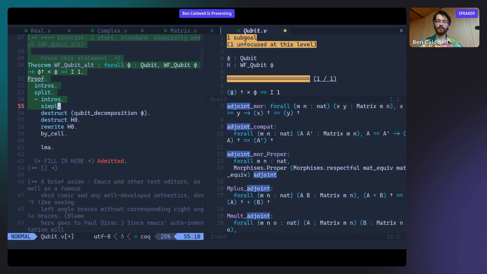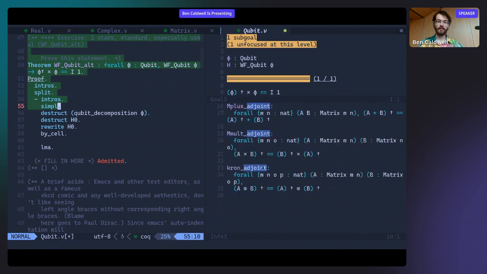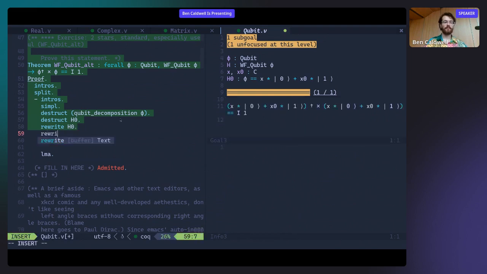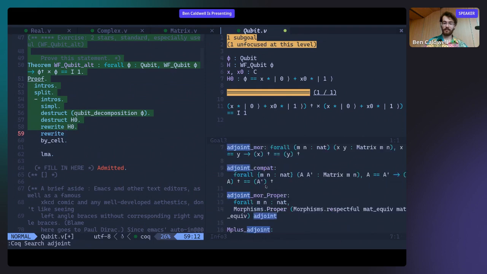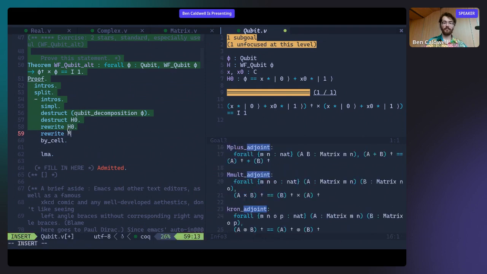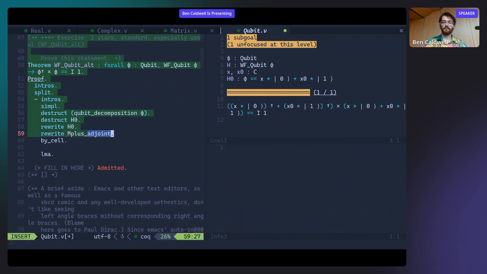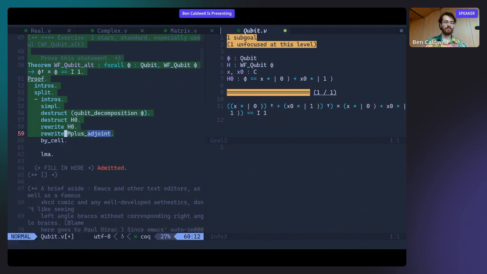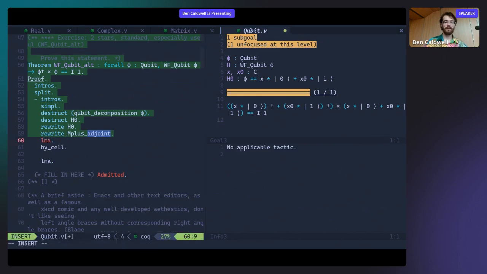Right, we do have a distribution rule for adjoint with m molt and m plus. So we can do this qubit decomposition and then, what was the name of that? It's m plus adjoint. Maybe not try LMA? No, it's not working.